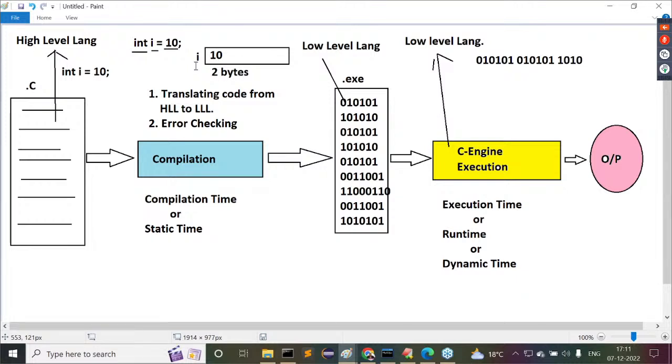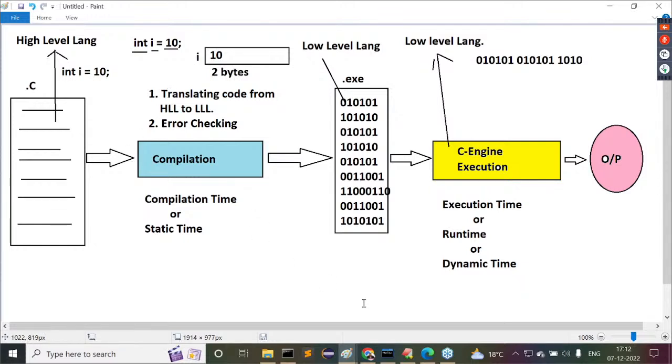Examples for static programming languages are C and C++. Examples for dynamic programming languages are Java, Python, .NET, a number of technologies are available. So, static: C and C++. Dynamic: Java and Python and all. So many examples are available.